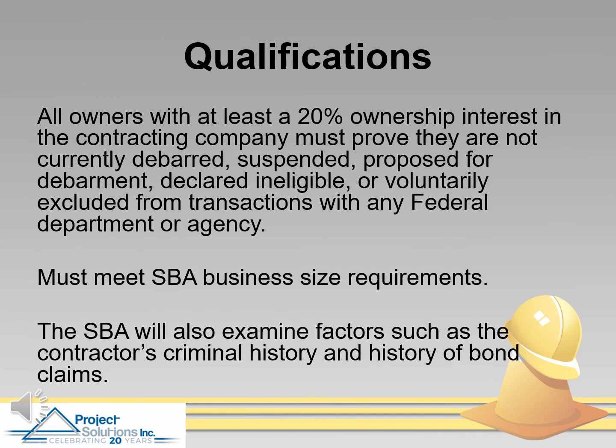All firm owners with at least a 20% ownership interest in the contracting company must prove that they're not currently debarred or suspended or otherwise ineligible to participate in these sorts of transactions with any federal department or agency. The firm must meet the Small Business Administration business size requirements for the primary NAICS code in which the firm works. The Small Business Administration will also examine factors such as the contractor's criminal history or history of bond claims.